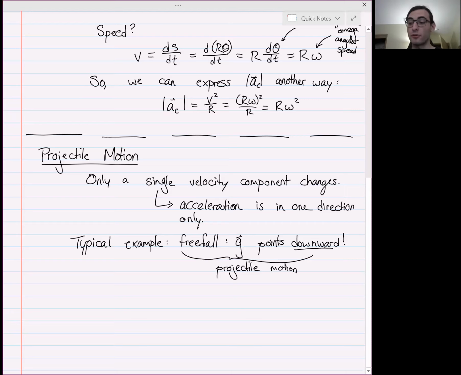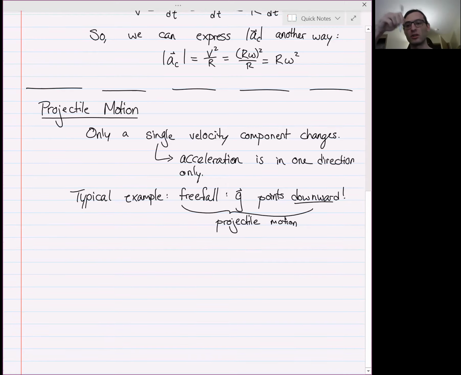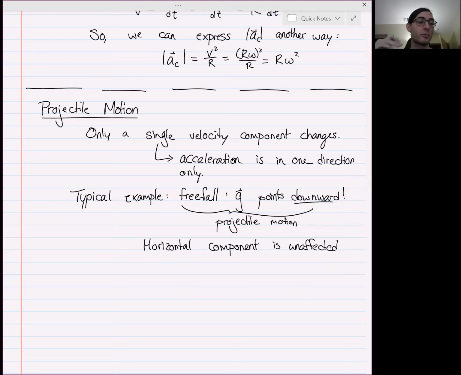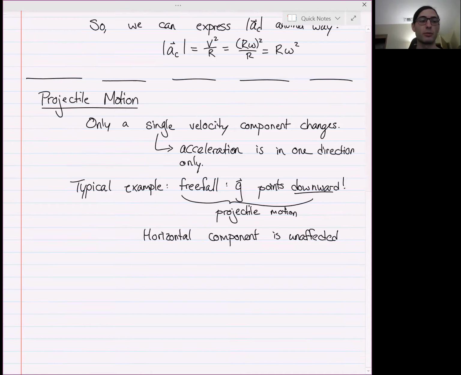Now, the important part of free fall in general is that because g only points downwards, the horizontal component of the motion is unaffected, say, if you fire a bullet horizontally. If the only force is gravity and that causes an acceleration downwards, then the horizontal component of motion won't be affected. And I can prove that to you mathematically. So let's use that feature to derive some equations for projectile motion.